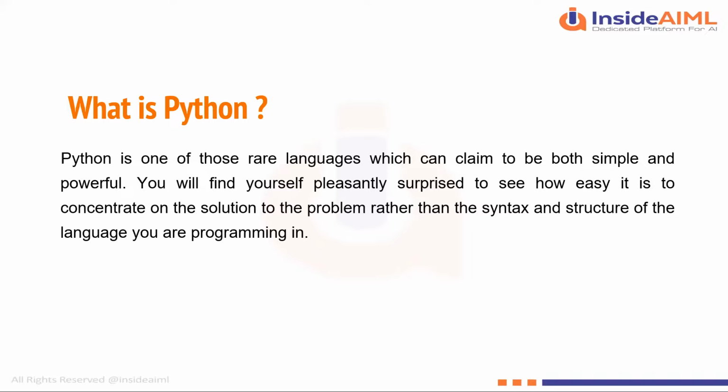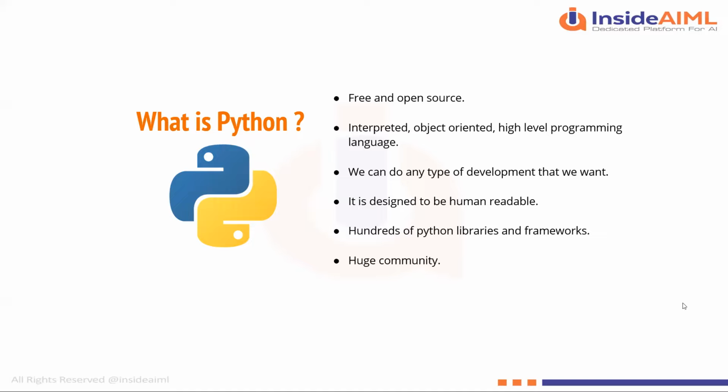Python is free and open source. Free means everyone can use it, download it, redistribute it. Open source means if you want to contribute to Python's growth by making some libraries or anything, you can do that as well. It is an interpreted, object-oriented, high-level programming language.